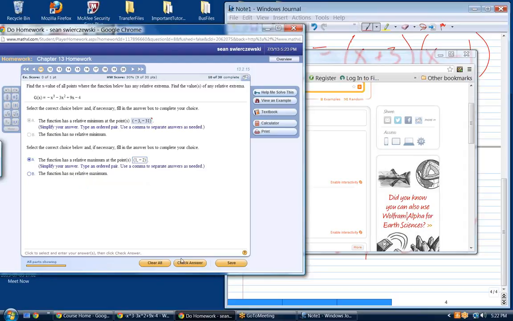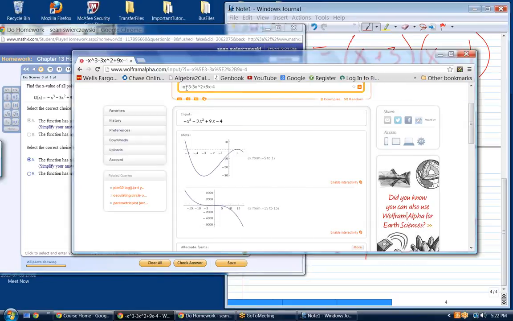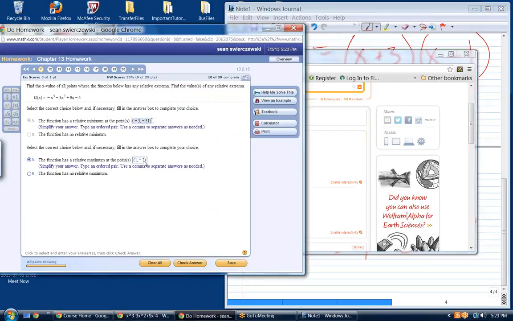Might have done my math wrong. When I plugged in 1 minus 1 minus 3, that's minus 4, excuse me, plus 9, that's 5, minus 4 is 1. So that point is 1, 1. How did I get negative anyway?